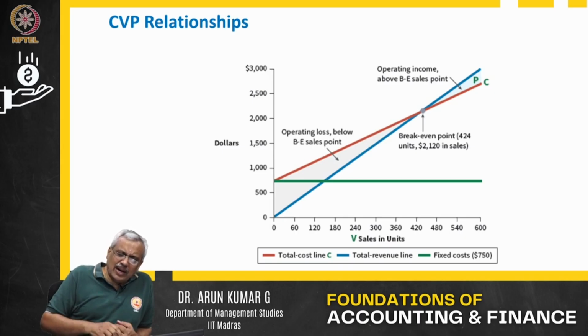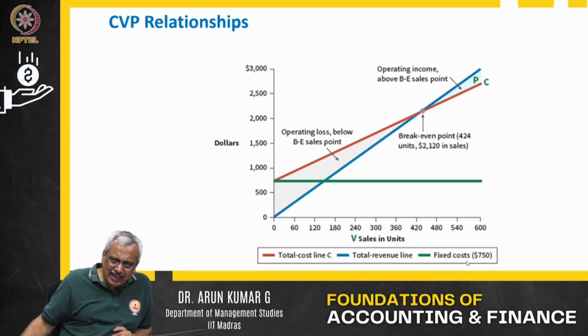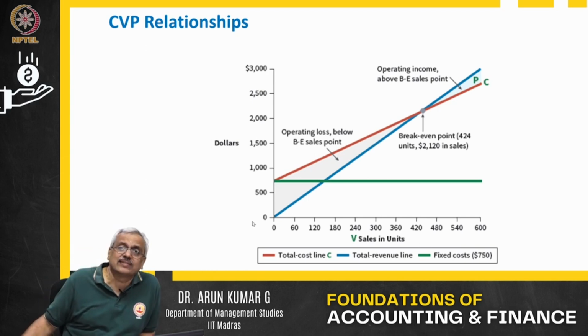If I look at this profit volume graph, there is a slight error because the fixed cost is mentioned as 750, but it is 850. The green line denotes the fixed cost. The variable cost keeps on increasing, with the x-axis being the sales in number of units. The y-axis is in dollars, that is the number of units sold into the price per unit.